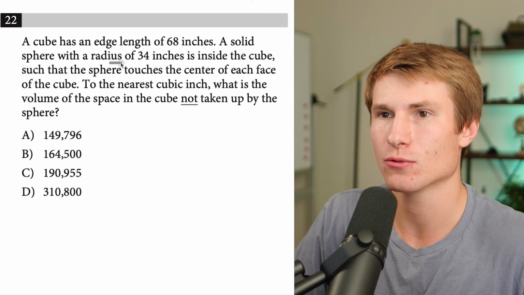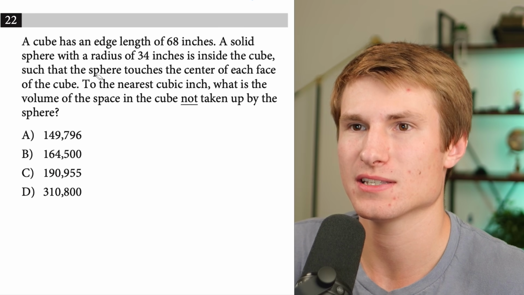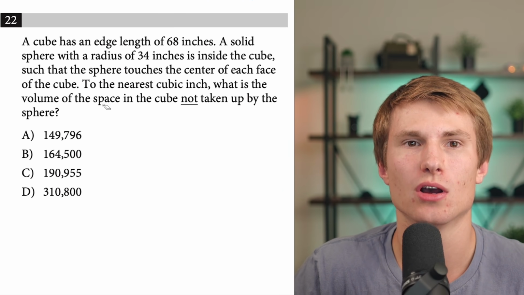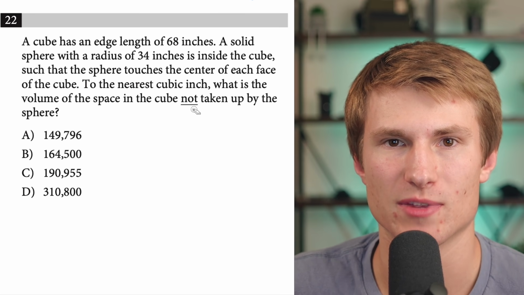A solid sphere with a radius of 34 inches is inside the cube, such that the sphere touches the center of each face of the cube. To the nearest cubic inch, what is the volume of the space in the cube that is not taken up by the sphere?